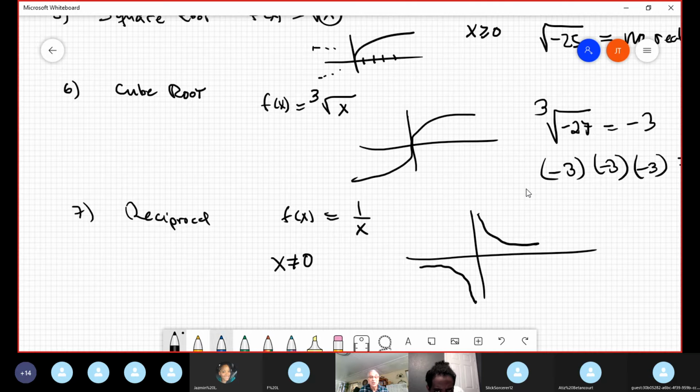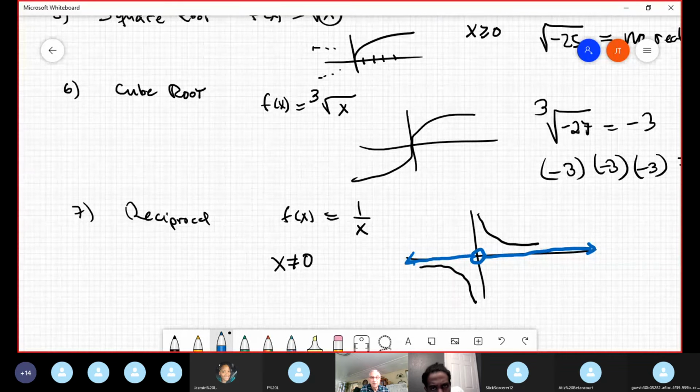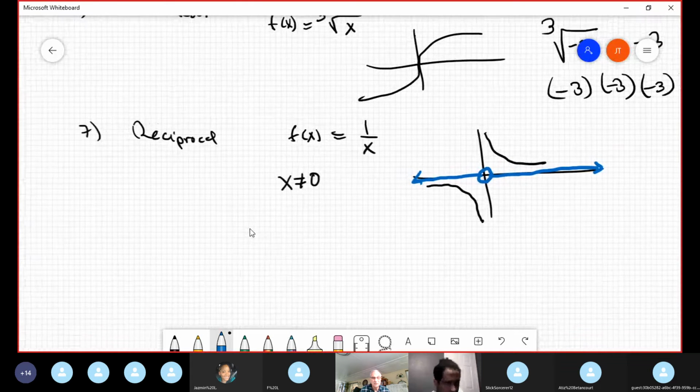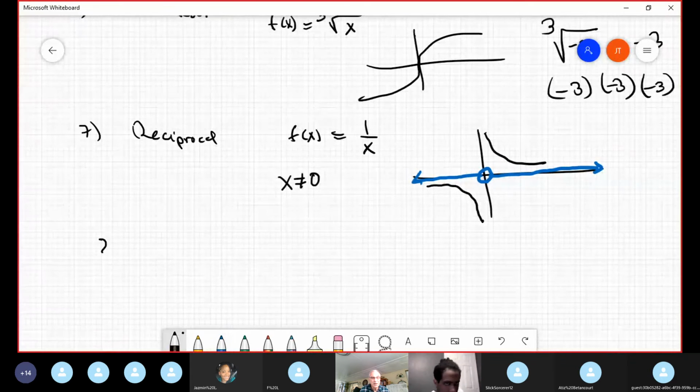So basically, see, I try to do the domain. Domain is something like that. We have a hole here. And continue. Okay, reciprocal. And finally, we have one more, but no, it's not important. Number 8 is absolute value.